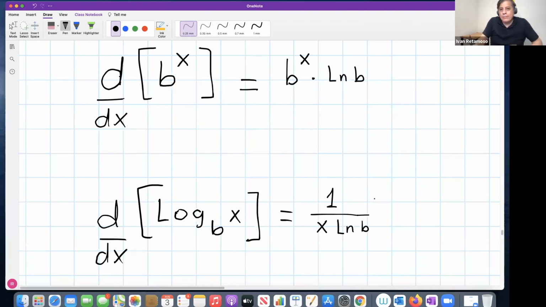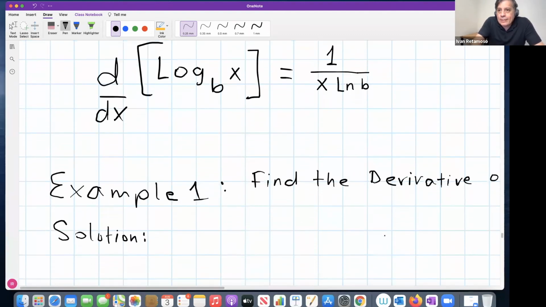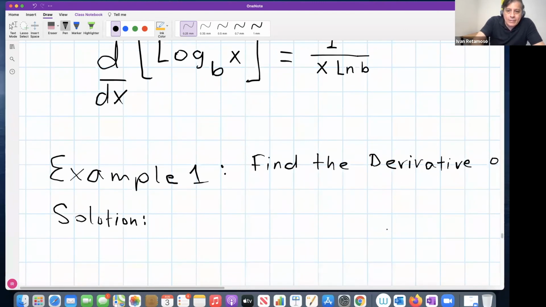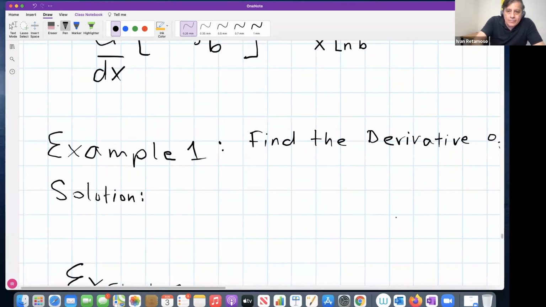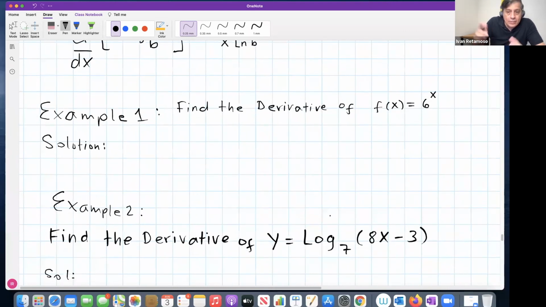So these are the two formulas. Try to write them down in case you don't remember them. We are going to use them now. Okay, so first example. Example 1 says, find the derivative of 6 to the x, not e to the x. All right, so let's do it.